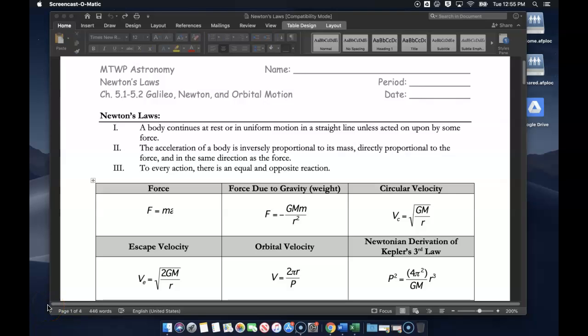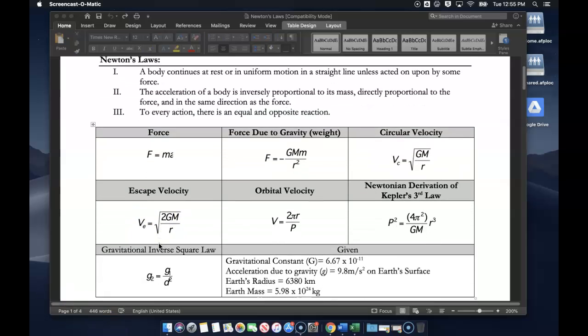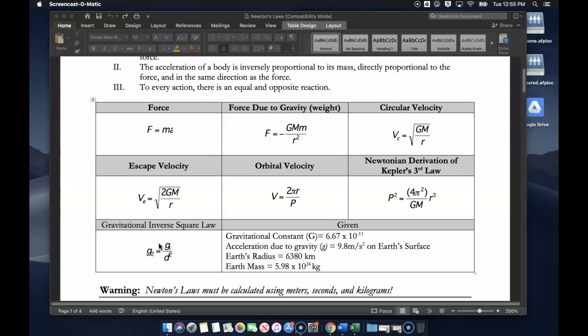Hi, in today's video we are going to be discussing Newton's laws, and how they relate to various different scenarios. At first glance this might seem very daunting. I've got all sorts of different equations in front of you. Just rest assured it looks worse than it is.